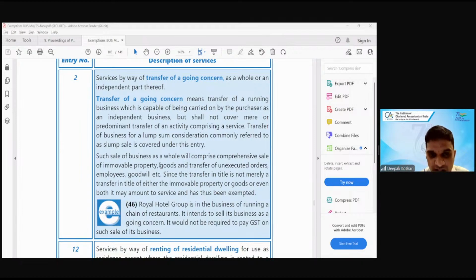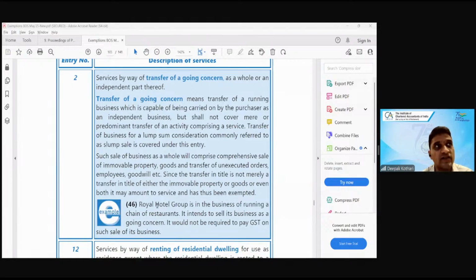That is the meaning of going concern. Since the transfer in title is not merely a transfer in title of either the immovable property or goods, or even both, it may amount to service. That is what I said. It may amount to service, however, that is getting exempted.